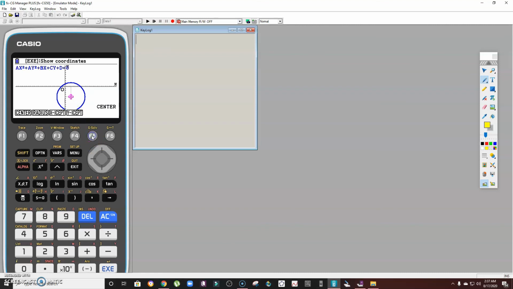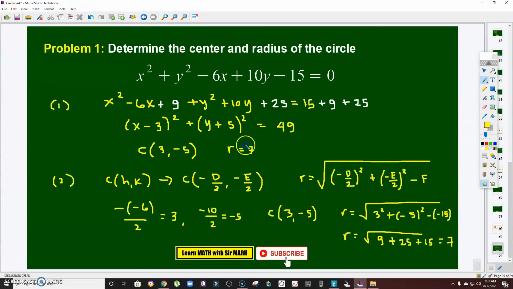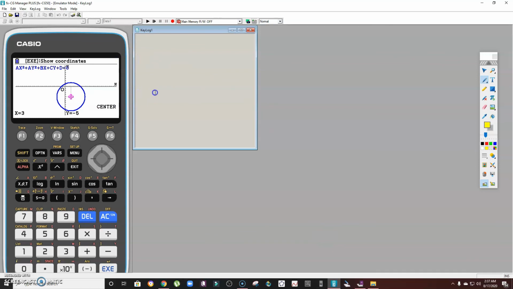I'll go back to G-solve. Okay, so to get the radius, all you have to do is to press F2. There you go. So the radius is 7, the center is 3, negative 5. Tama ba yung sagot natin? Of course, parehas sila. Okay, so that's it. That's how we can check our answer using this calculator.